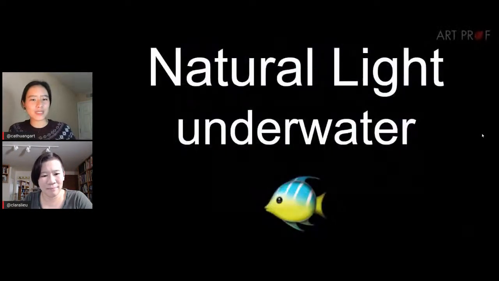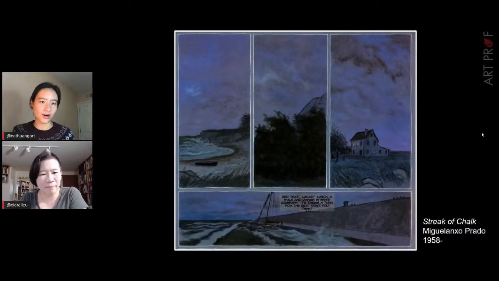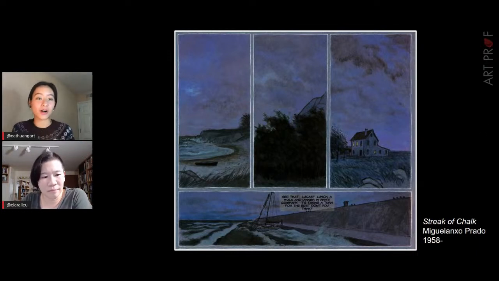What I really love about this page is how subtle the darks are. Sometimes Michelangelo Prado pushes a dark, like in the middle top panel, but sometimes he will also show us the whites of the foam and the waves in the bottom panel. Yet you still read that as night.